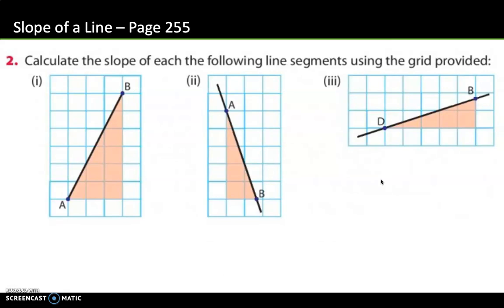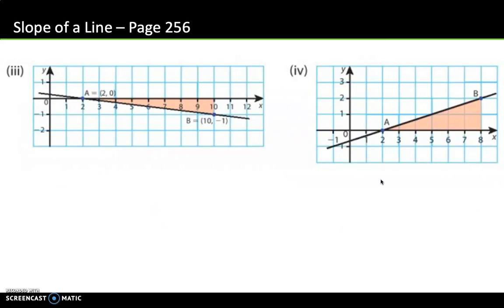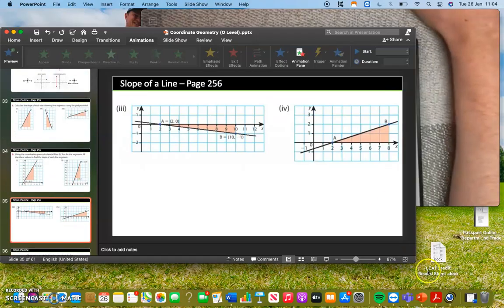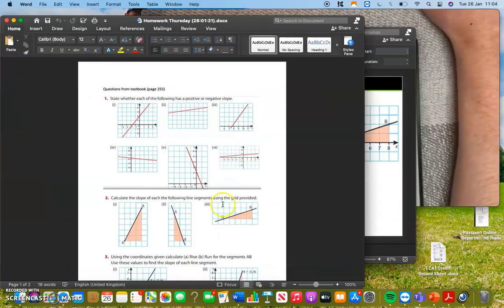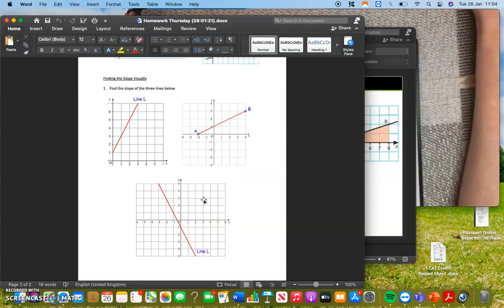So the few questions, it's going to be just calculating the slope. So there's ones from your textbook, and I found some online. So there's question 2, question 3, and then just a few that were online, which are just going to be down here. So they'll be up as an assignment, okay? So all I want you to do is just get comfortable with finding the slope and whether it's positive or negative.